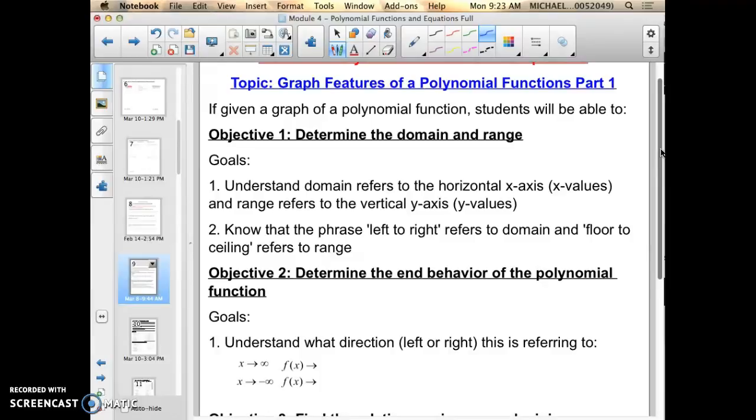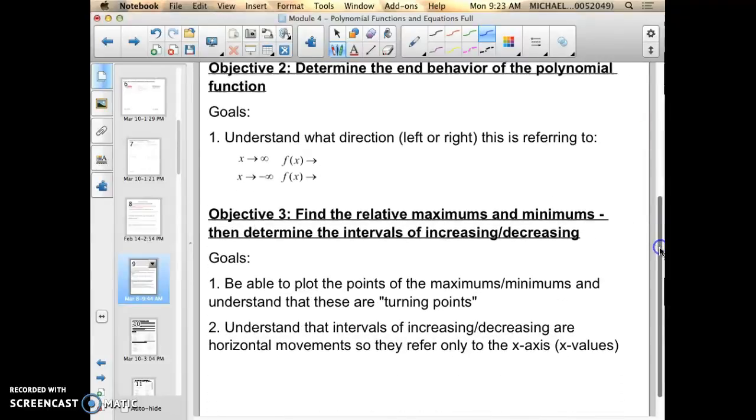And then for objective 2, end behavior, understand what direction left or right this is referring to. This notation right here is read as x approaches positive infinity, f of x, or the output, is what? And that's what we're looking for. And then as x approaches negative infinity, the output, f of x, is what? We'll talk about that more in detail in just a second.